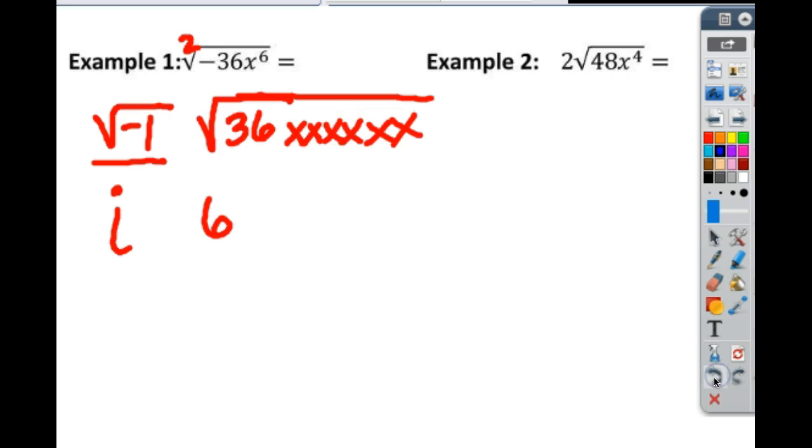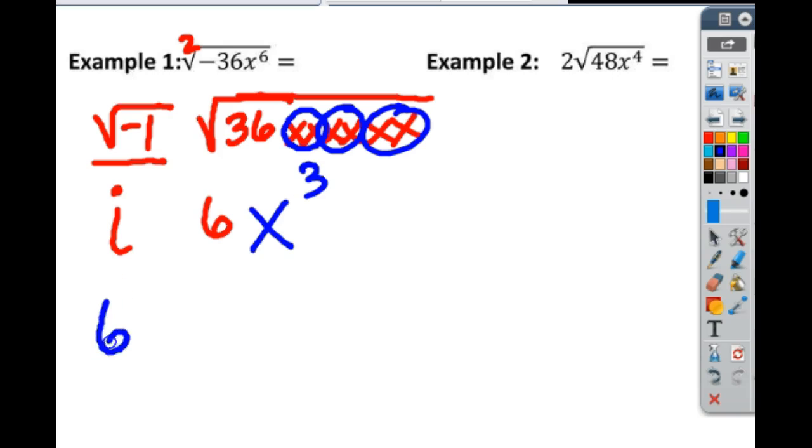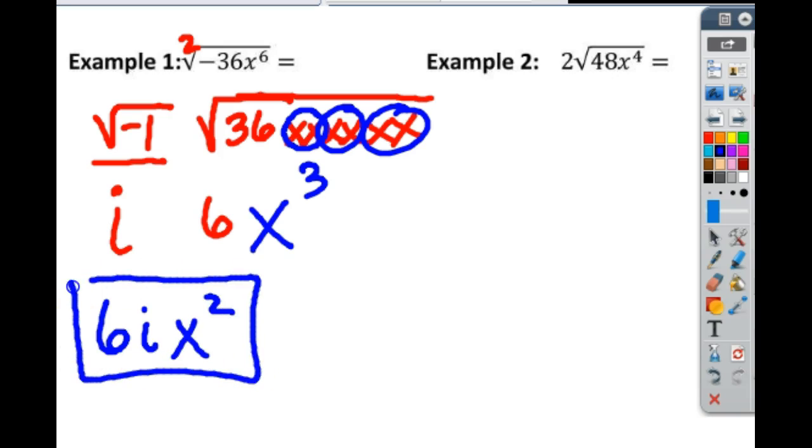What kind of root is this? A square root. So I need to make groups of 2. How many groups of 2 do I have? Well, I'm just messing this up all over the place. Okay. Now, that's not usually the form we write it in. We usually write the whole number first, and then the i, and then the variable. That's usually the format of the answer.